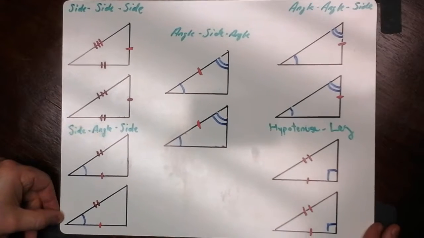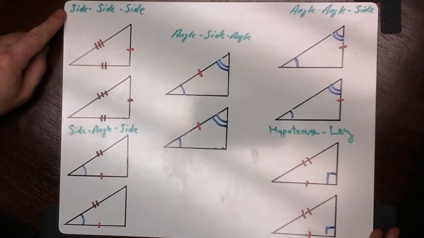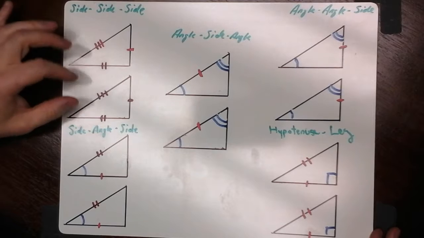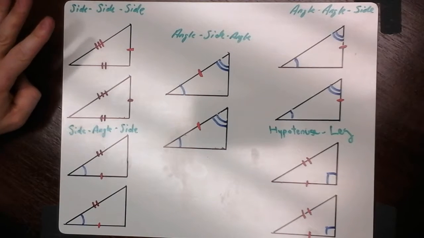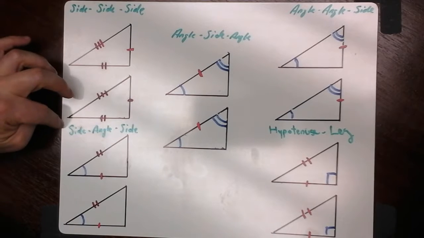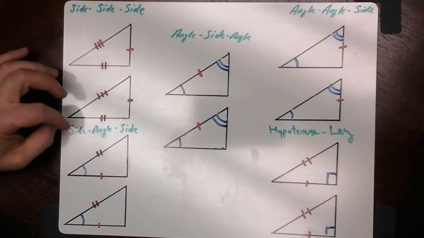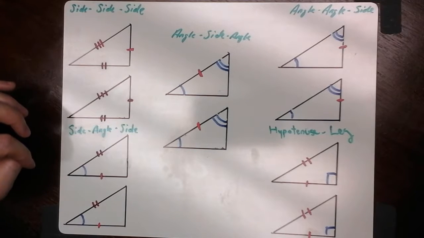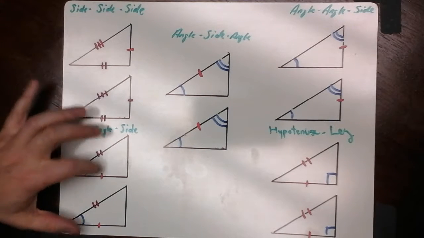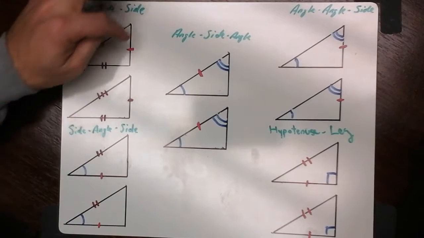So here are the 5 congruency postulates. You have side, side, side, which is stating these triangles are the same because you have 3 pairs of congruent sides for the triangles. Side, angle, side, these triangles are the same because we have 2 pairs of congruent sides and 1 pair of congruent angles included within those sides, or in between those sides.